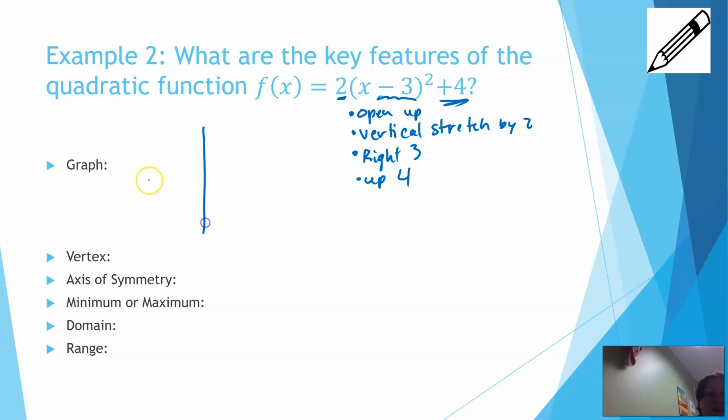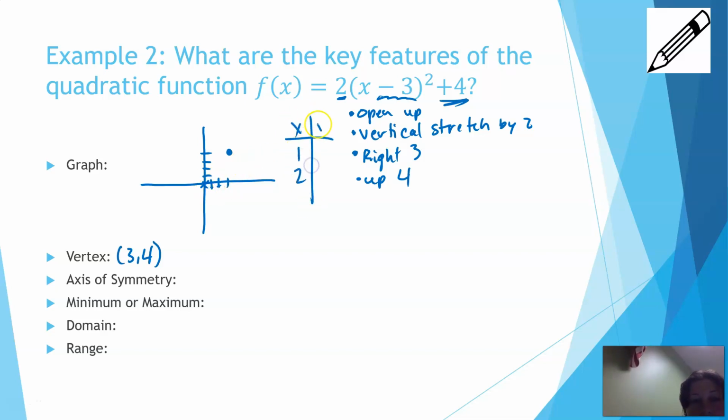When I go to graph it, that means I would take the point that was at 0, 0, I go right 3, up 4, which means my vertex is at 3, 4. If I make that table, in this case, I'm going to pick these 2 points to the left, so I'm going to go 1 and 2. 1 minus 3 is negative 2. Negative 2 squared is 4. 4 times 2 is 8. 8 plus 4 is 12.